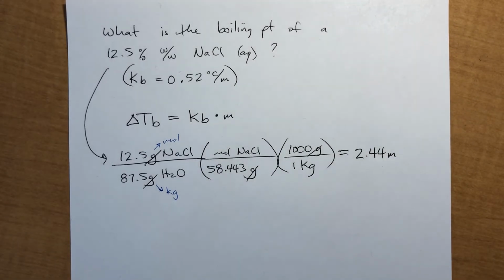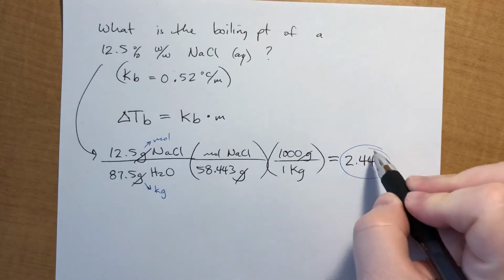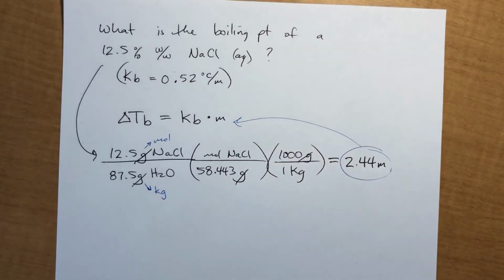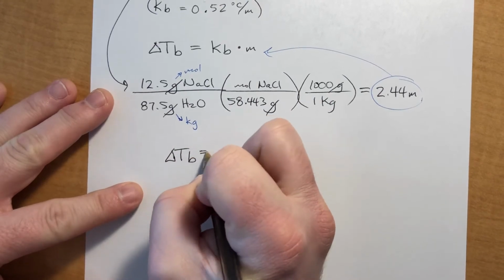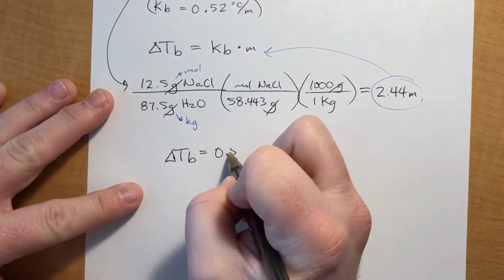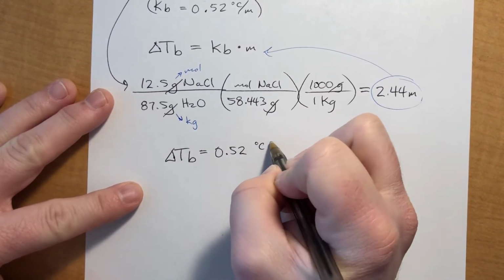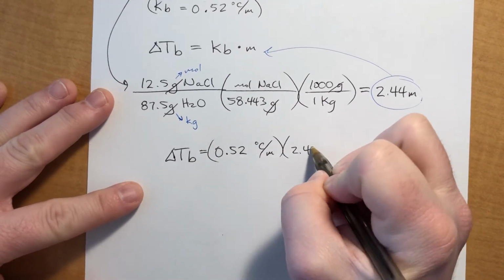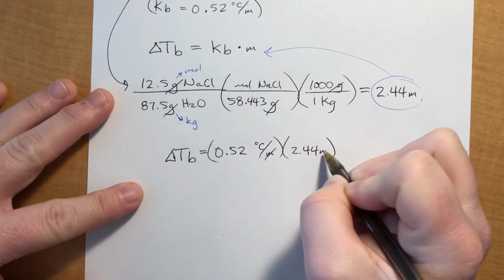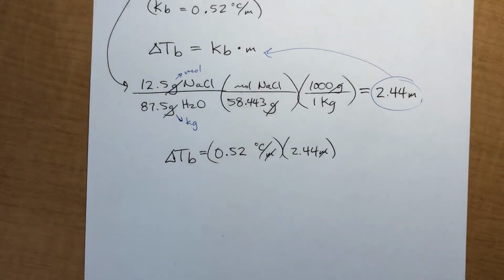Okay. Well, we basically just take that and plug it back into this equation. So to solve for the change in boiling point, we take Kb, which is 0.52 degrees C per molal, times 2.44 molal. You'll note that solving for the molality is the only real hard part of this.